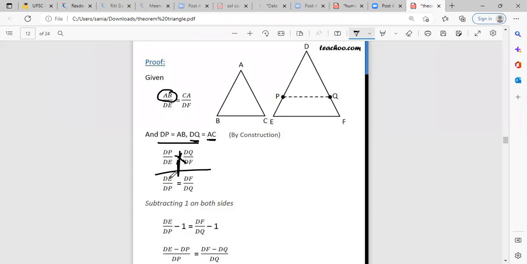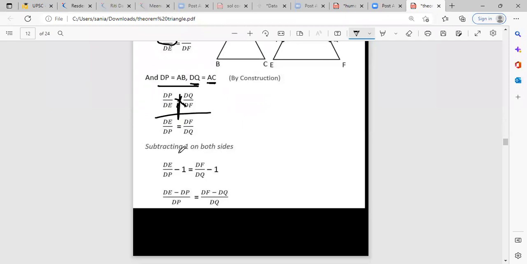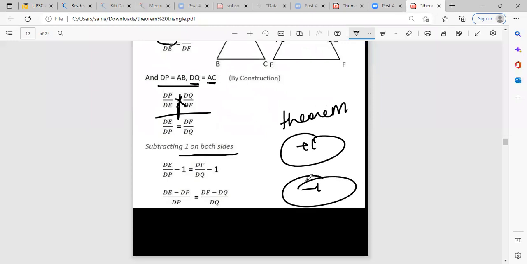The cross multiplication part, yes, and this will go down, right? And DF will come up and DQ will go down, right? Now what you are going to do is subtract 1 on both sides. You have to remember this theorem. Why? Because in this theorem you are learning when you have to add 1 and when you have to subtract 1. If they are asking you to follow the criteria of SSS, at that time you are going to subtract 1, and in the others we were adding 1, right?